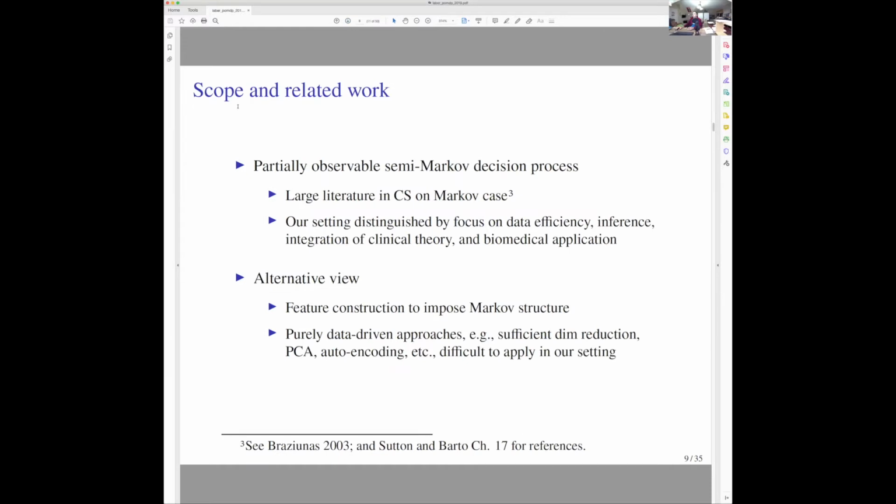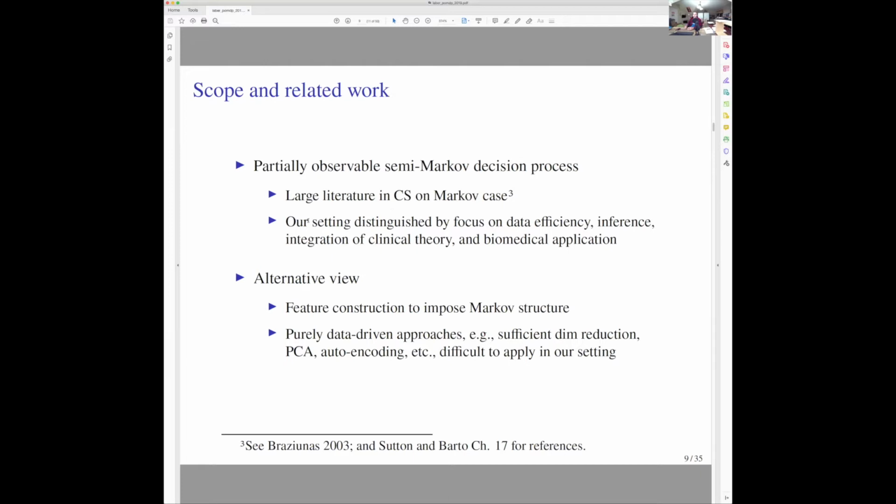Okay, so this is for those who are working in RL will recognize this is a POMDP. Or actually it's a slightly more general thing. It's a partially observable semi-Markov decision process, and there's an enormous literature in CS on POMDPs, especially focusing on the Markov case, but there's some work in the semi-Markov case too.